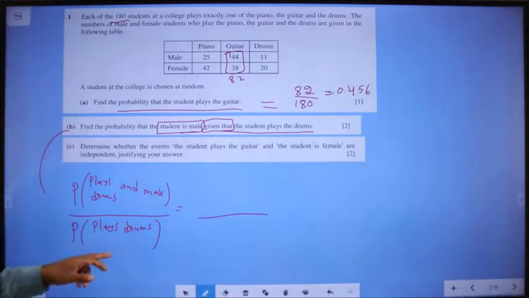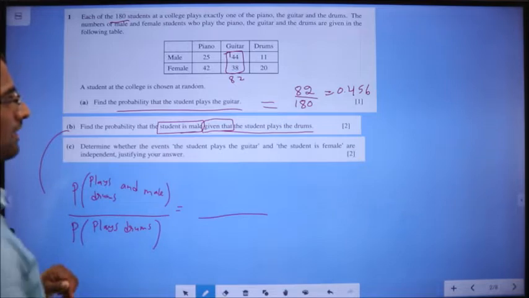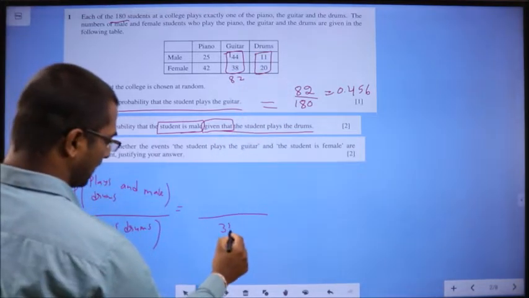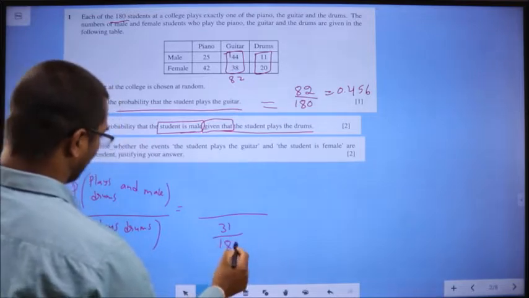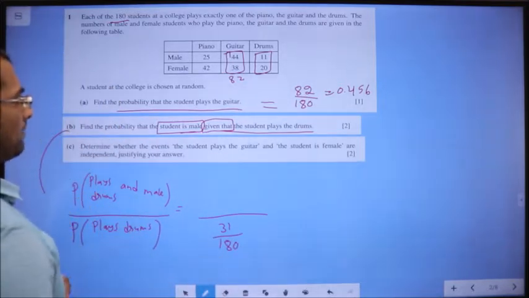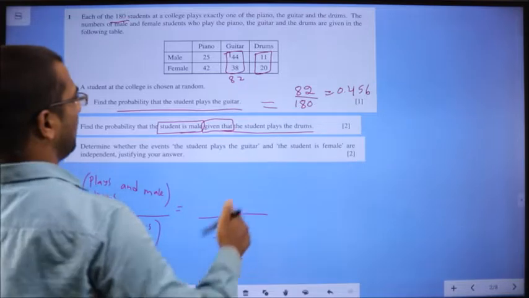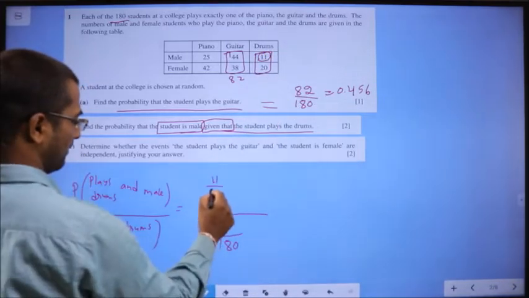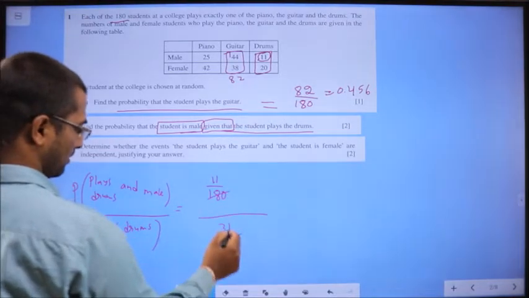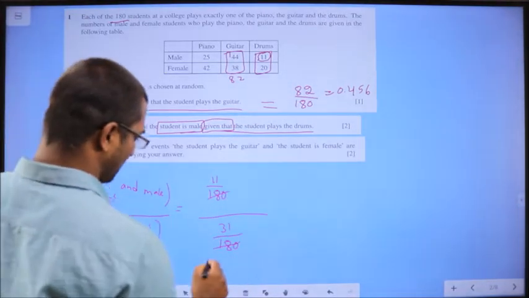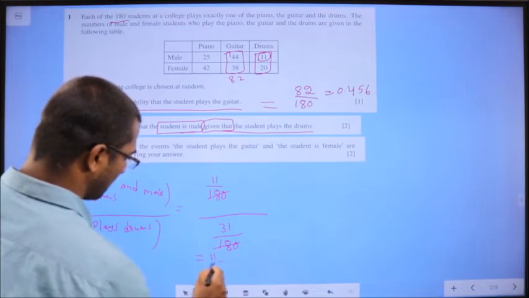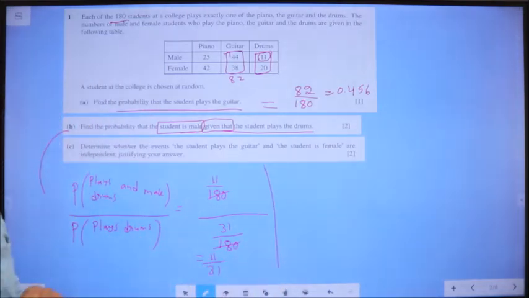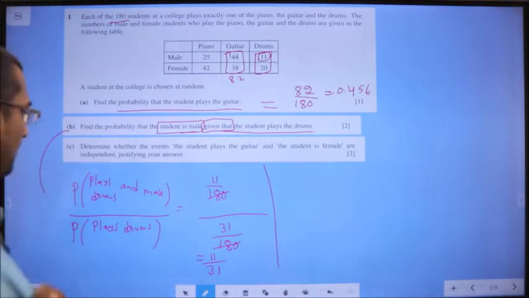Now, how many of them are playing drums? Add these two, so 31 by 180. And male and playing drums is only this much, that is 11, so 11 over 180. These two 180s cancel out. What is left is 11 by 31, which is the answer.